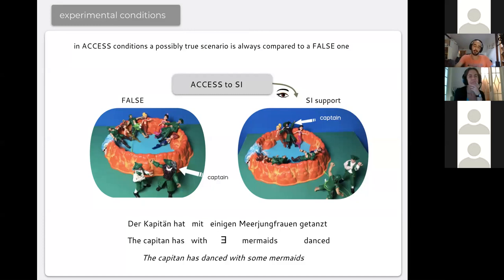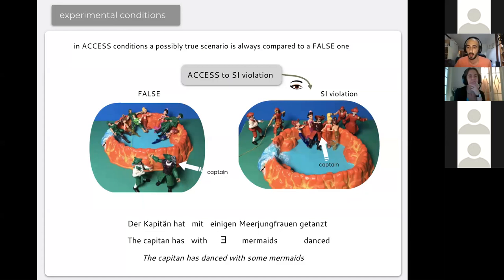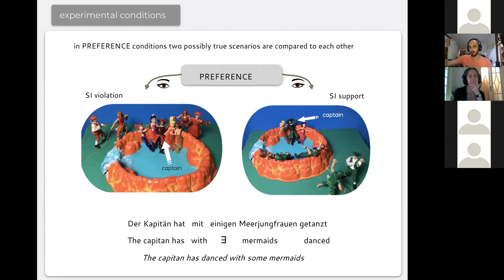So as you see, the contexts are exactly the same. It's just that, for instance, the picture on the left where the captain dances with no mermaids, now it's false, whereas before it was supporting the sentence without implicature. So the sentence would be, the captain has danced with some of the mermaids, okay? That's supported by the implicature on the left picture, whereas it is violated on the right picture now because he is dancing with all of the mermaids, okay? So again, same trick, same pictures, same videos, same conditions, just the condition that was false before is now a scalar implicature violation. And again, the same trick with preference: scalar implicature support, the captain dances with some but not all of the mermaids, versus violation, he dances with all of them.